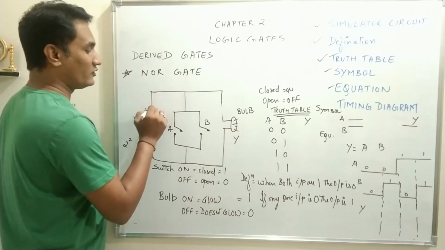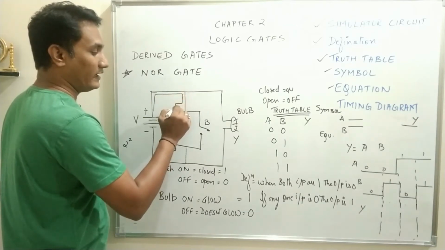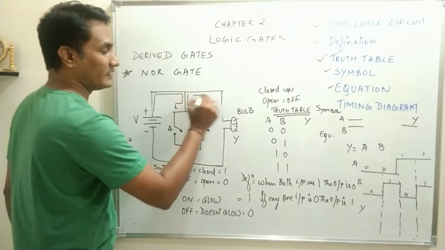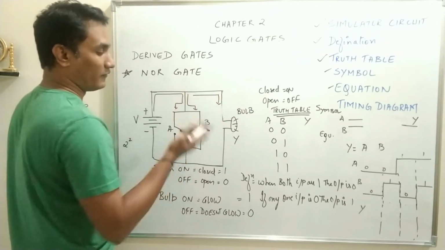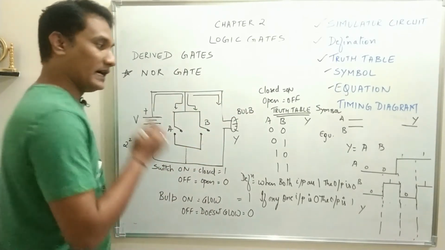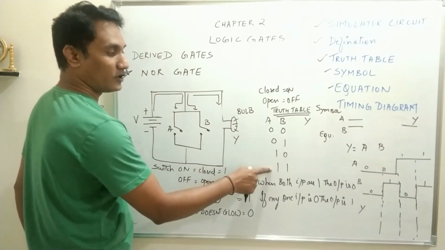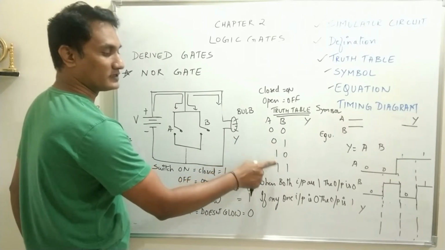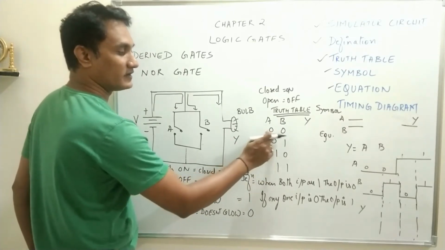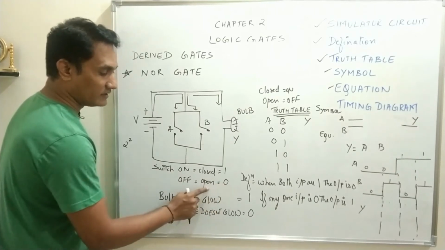So current, when it will flow, and up to this point it will flow through A also, it can flow through B also, and it will flow through the bulb, of course depending upon the condition of switches. Again, as there are two inputs, we will have four possible combinations: 0, 0, 0, 1, 1, 0, 1, 1. Consider the first condition. When both A and B are 0, switch 0, that means it is open condition.